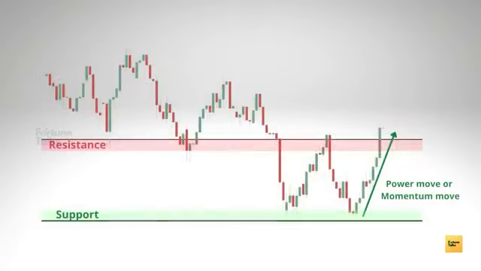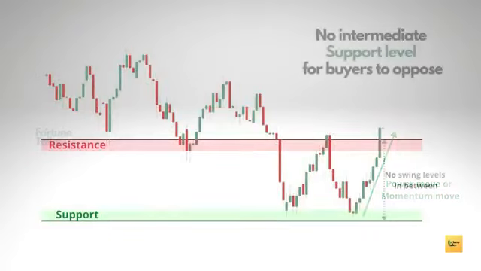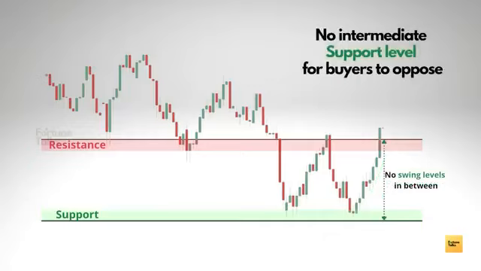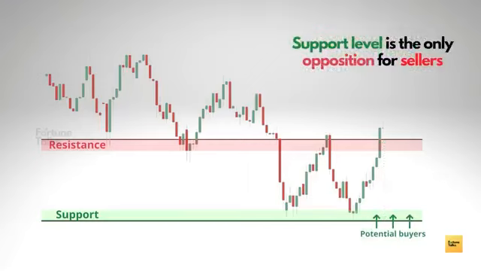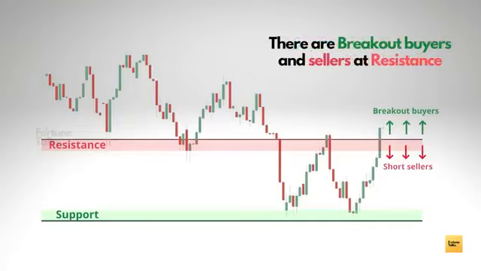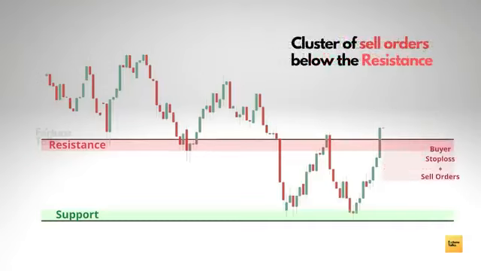In this case, let's talk about a resistance level. It means that there are no intermediate swing levels to support these higher prices, or there are no obvious levels for the buyers to come in to oppose the sellers if they sell at the resistance. Now the only possible area for buying is the previous support level, and so there will be a lot of sellers waiting at the resistance to sell, and also there will be a lot of buyers who look to buy the breakout, who would place their stop losses below the resistance.